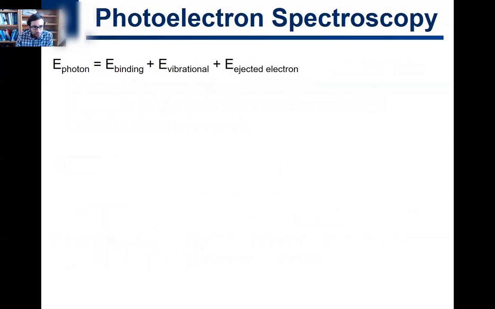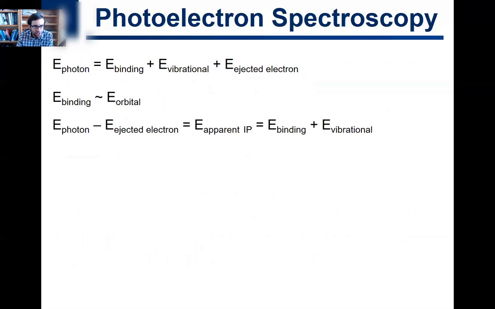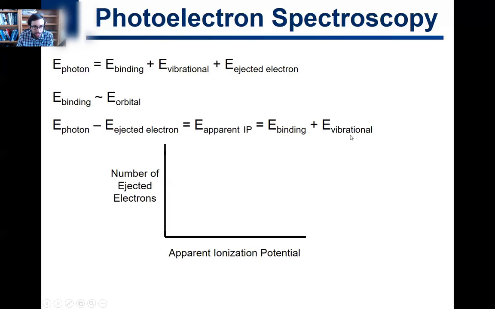So anyway, we got this formula, and we know that basically the binding energy is similar to the orbital energy. That's essentially saying that the binding energy is equal to the ionization energy. And so I just subbed that in. Orbital energy there, and then the apparent ionization potential, I moved the ejected electron over to the other side, so we got E photon minus E ejected electron, and what I'm calling the apparent ionization potential, that is going to be equal to the E binding or the E orbital plus vibrational, okay?